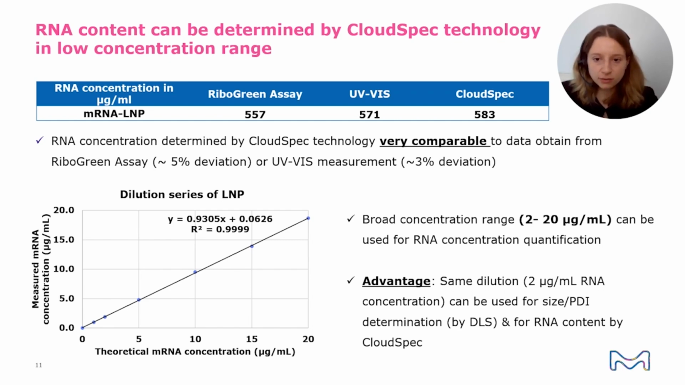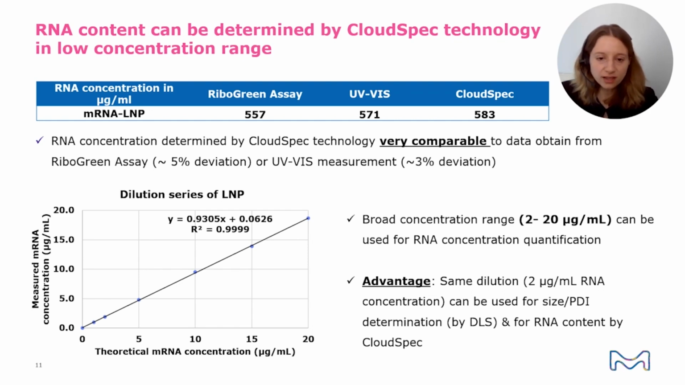And the values you can see in the table shown above. When you compare the individual values for the RNA content between the different assays, you see that there is really a minor deviation between ribogreen assay and CloudSpec, and also UV-Vis content and CloudSpec. So this was the first set of data that we generated, where we saw that the CloudSpec technology really gives reliable, good data for RNA content quantification.